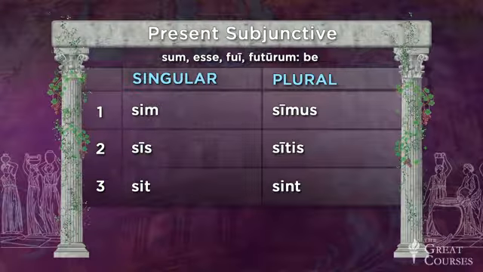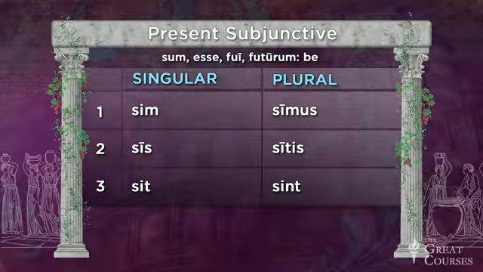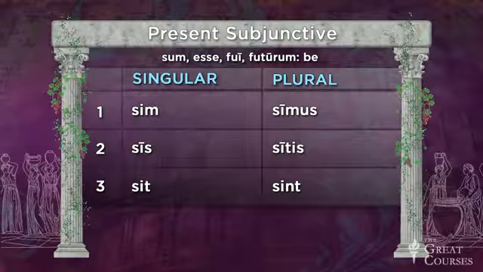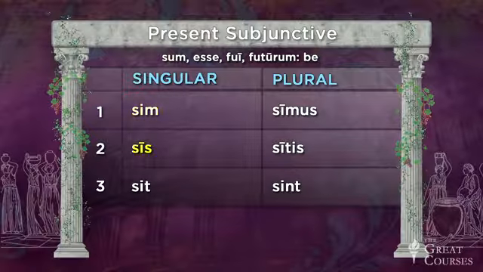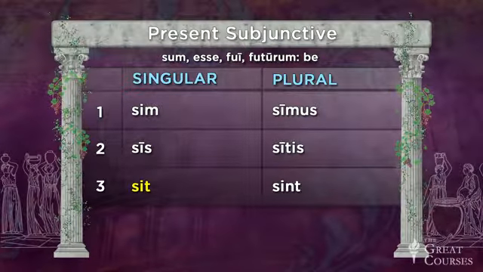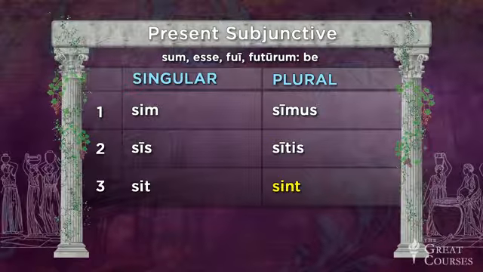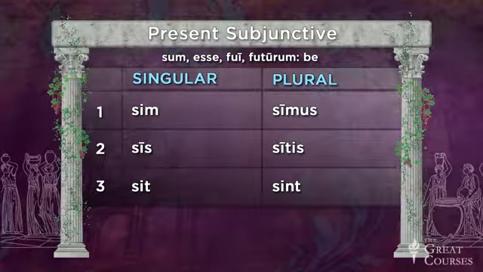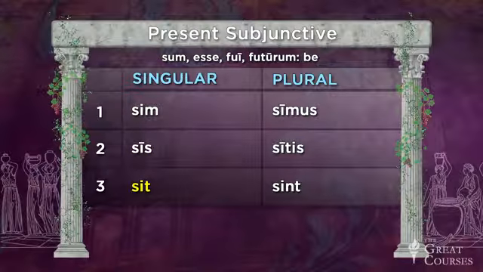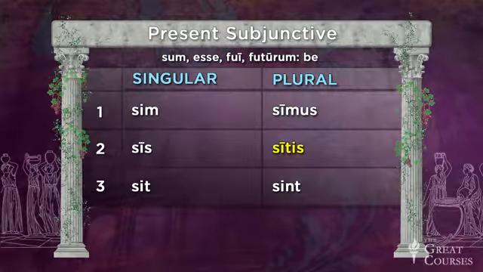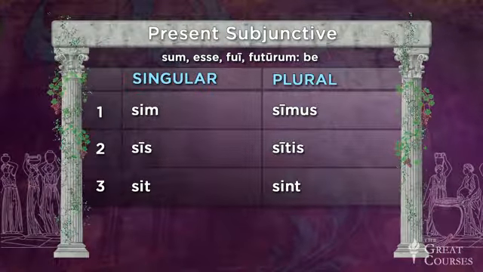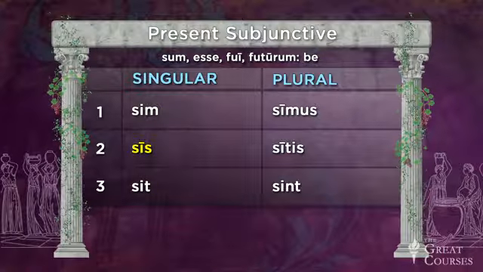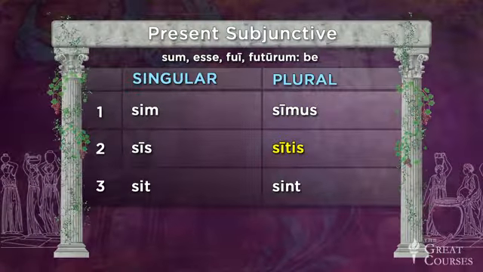Now the subjunctive, taking care to remember that every form begins with an S and that our subjunctive vowel is I. Please repeat after me. Sim, si, sit. Simus, situs, sint. Iterumque, and again. Sim, si, sit. Simus, situs, sint. And now together. Unus duo, tres. Sim, si, sit. Simus, situs, sint. And stop.